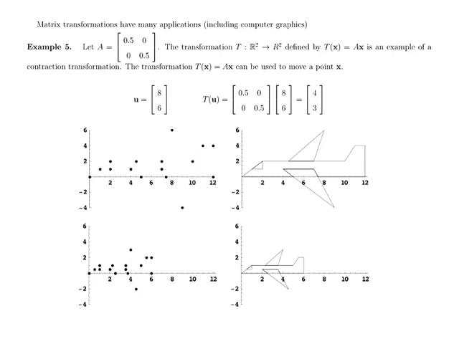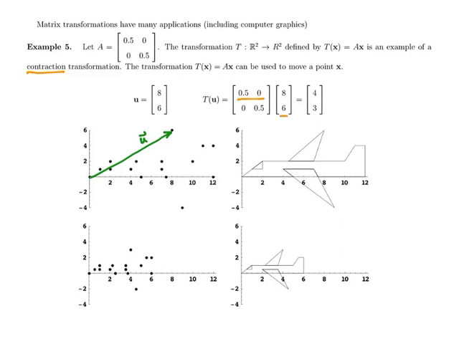And this is an example of a contraction transformation. We'll look at that idea of contraction in a second. You can kind of see it in the picture already. The transformation can be used to move a point x. That's what we're doing. We're taking a point x and we are moving it in some way. So let's look at the example. Let's look at the vector 8, 6. In the picture, here is the vector 8, 6.